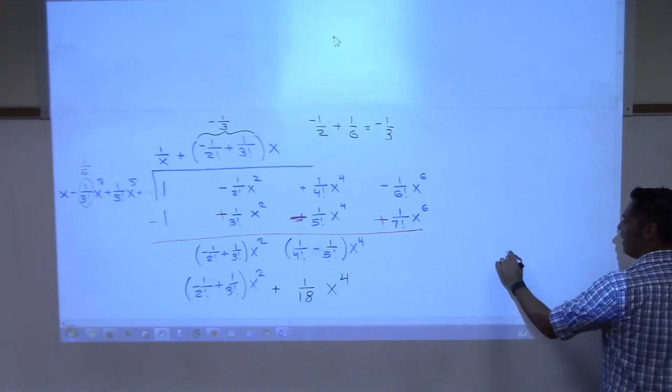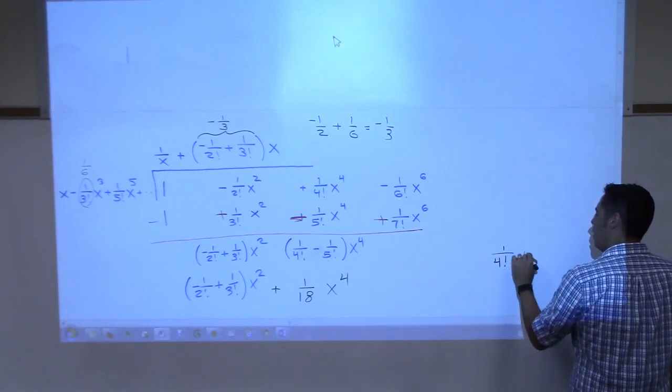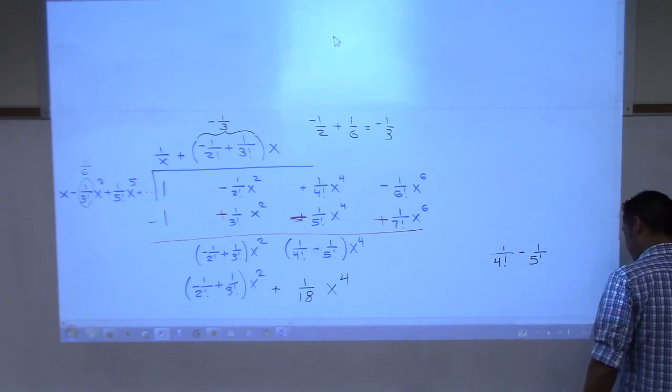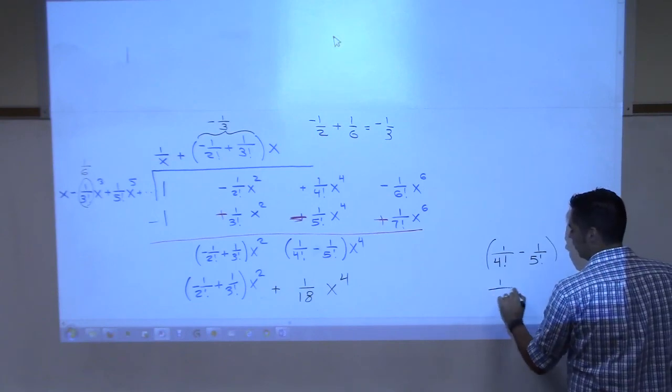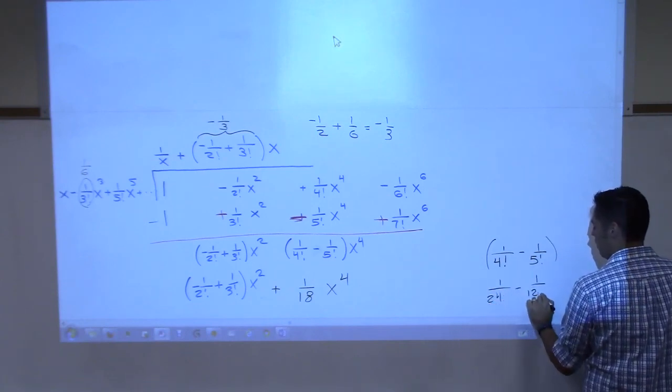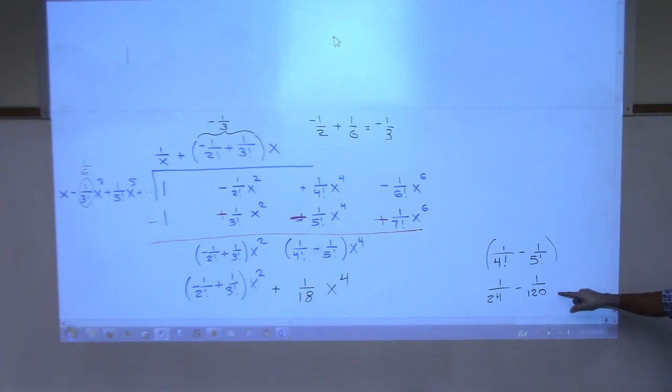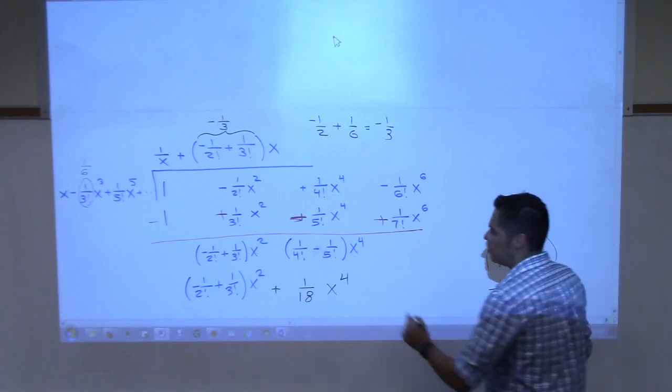So what's 1/4 factorial minus 1/5 factorial? Minus 1/120. Oh, it's positive, I messed up. I did bring my calculator today. Not that I don't trust you, but I don't trust you. 1/30th. Okay, so we're going to get 1/30th here.